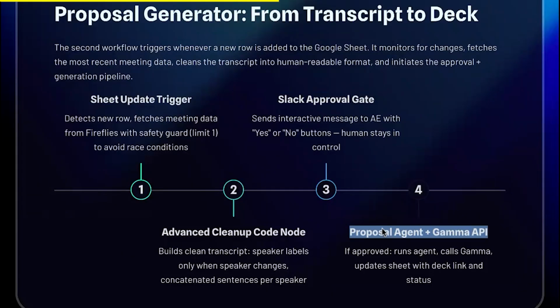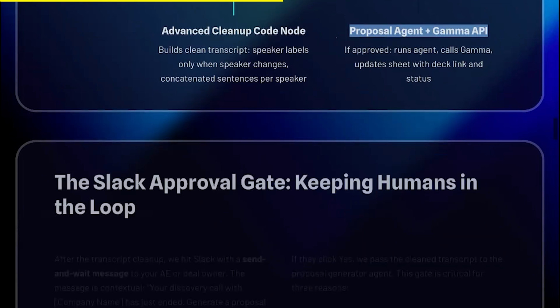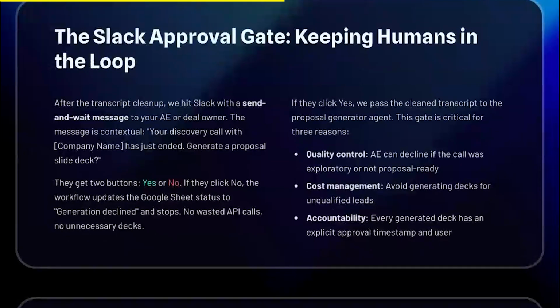And then finally it goes to the proposal agent and the Gamma API. So if it's approved, it runs the agent, calls Gamma, and updates Sheets with deck links and statuses. The Slack approval gate, my favorite.